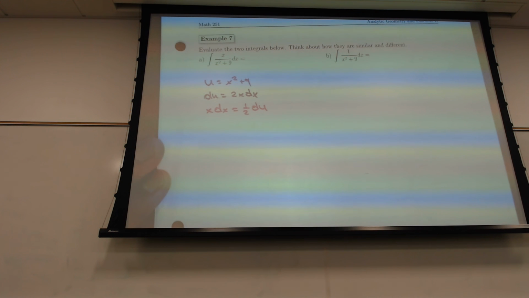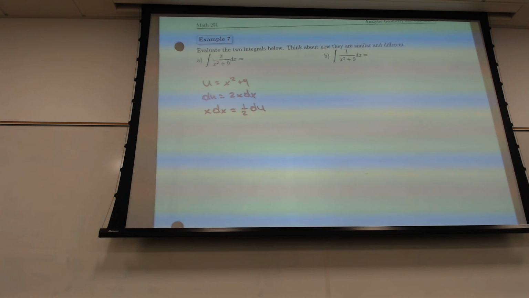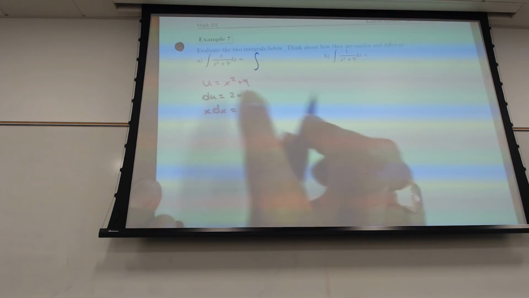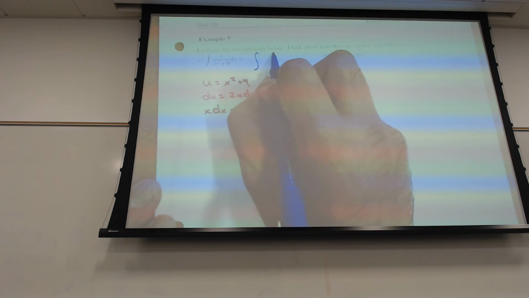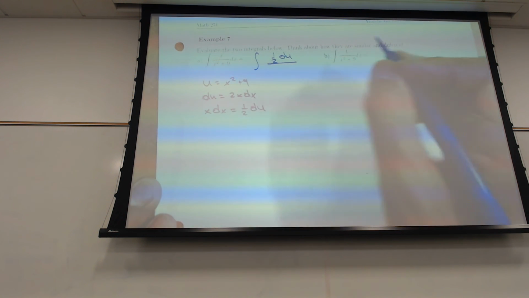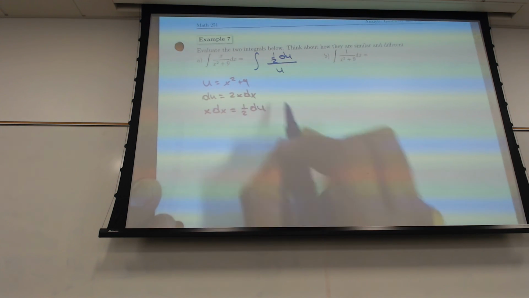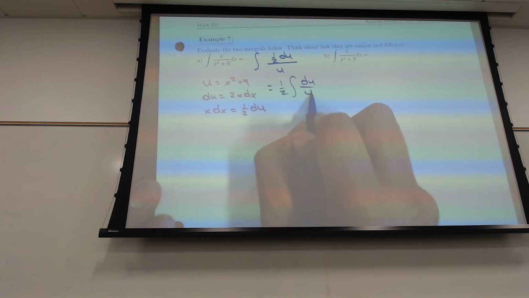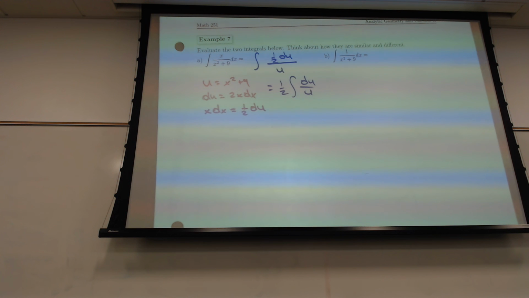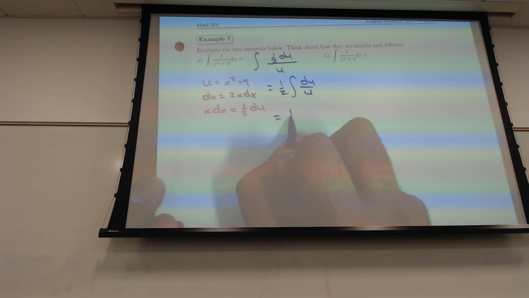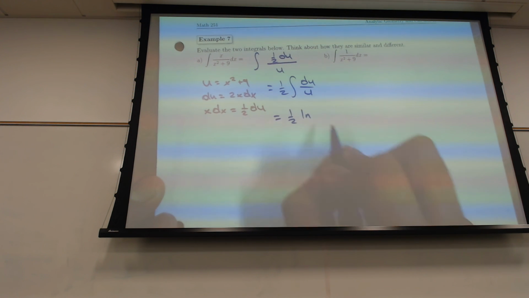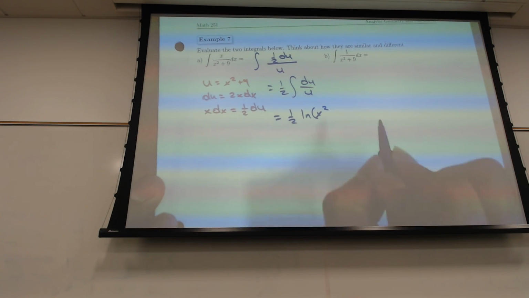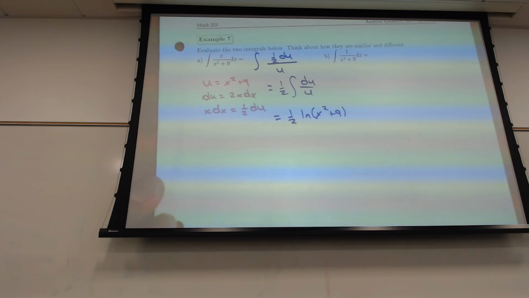All right. So in this case, let's substitute. 1/2 du over u, and that's 1/2 the integral of du over u. And what's the integral of du over u? Ln rule, right? 1/2 ln of x squared plus 9, plus c.